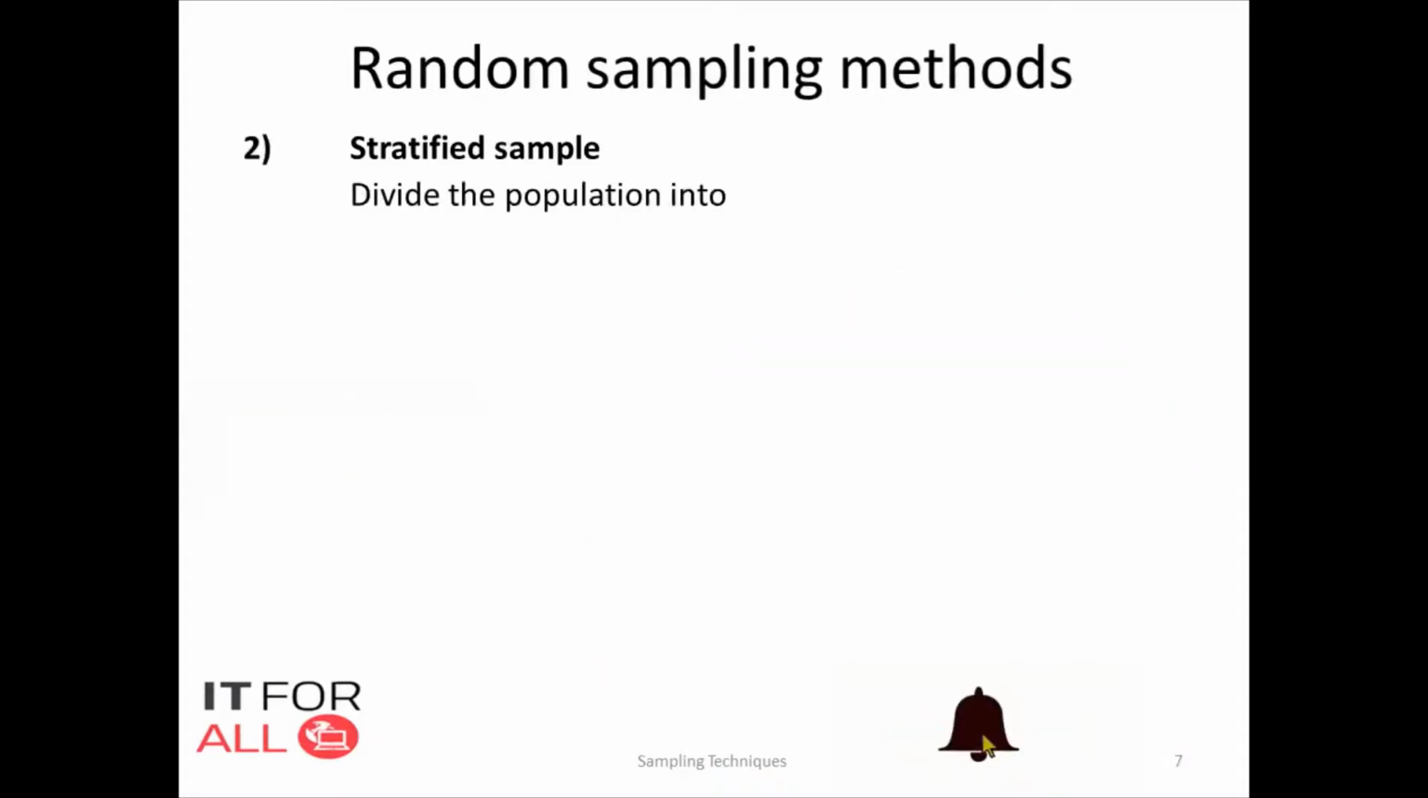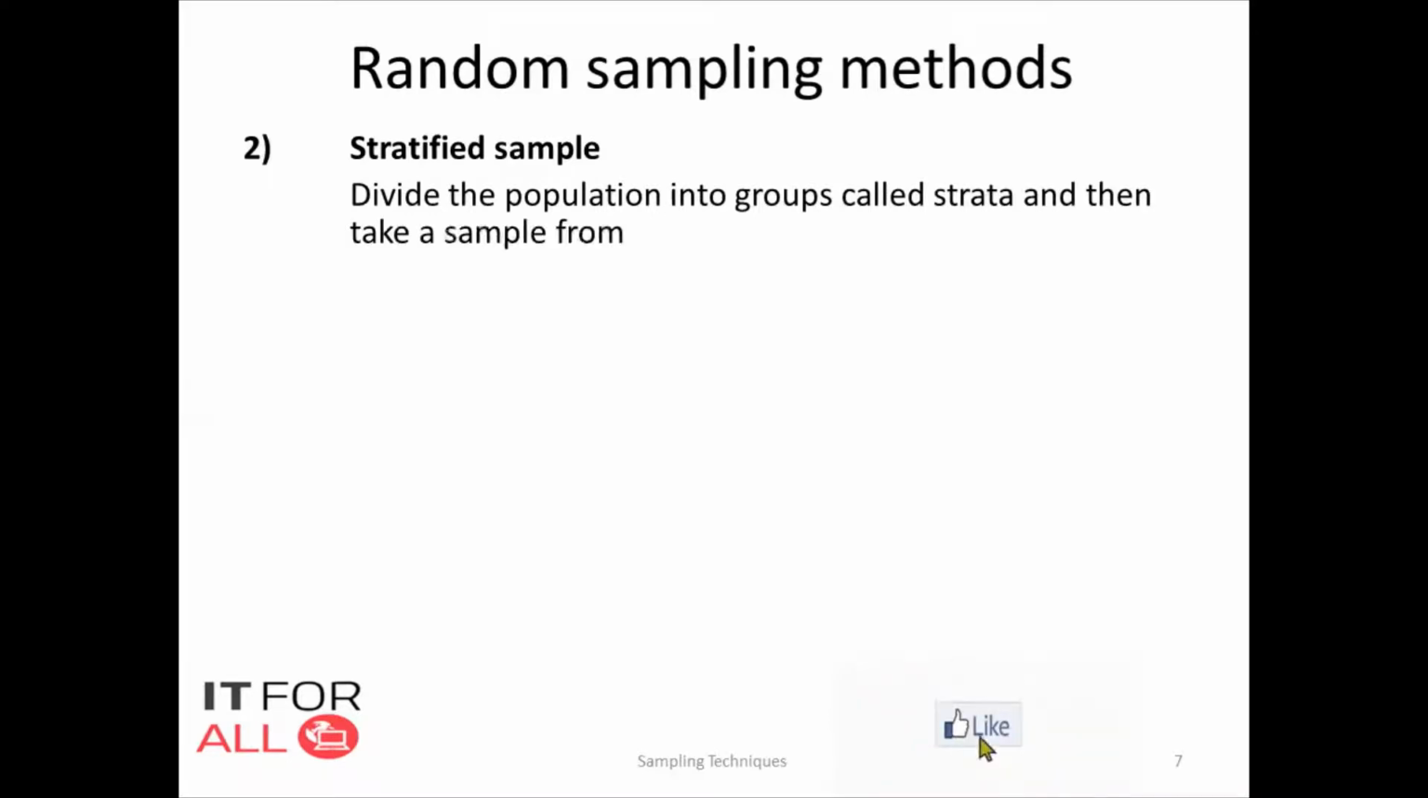Secondly, stratified sampling. In stratified sampling, we divide the whole data into small groups called strata and take a sample from each stratum. We can say that the elements within the subgroups are homogeneous, and no subgroup is heterogeneous. We need to have prior information about the population to create the subgroups.